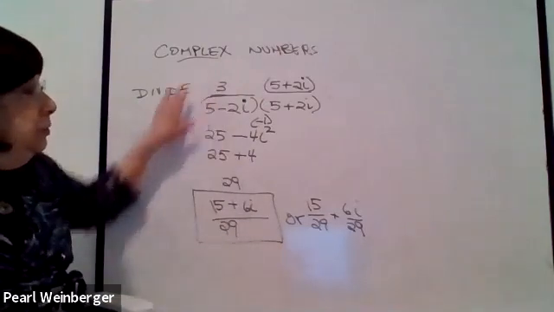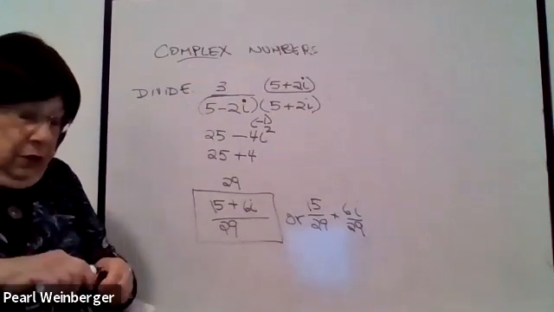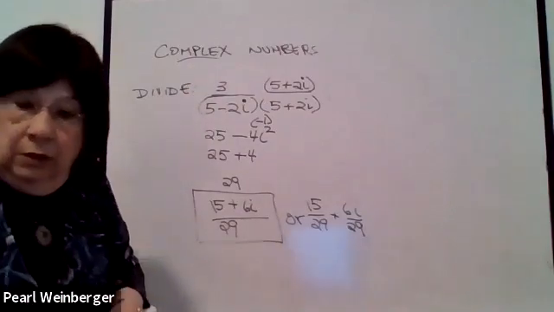Okay, so this is where we're going to do some more of these tomorrow. Okay, Professor, wait one second. So the bottom part, we just do the FOIL method and we multiply across, and then we do the same with the top. And then that's how you got 15 plus 6i over 29. I just want to make sure that that's correct.